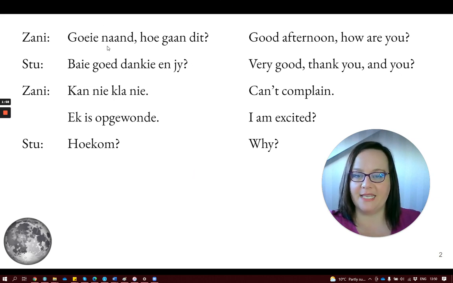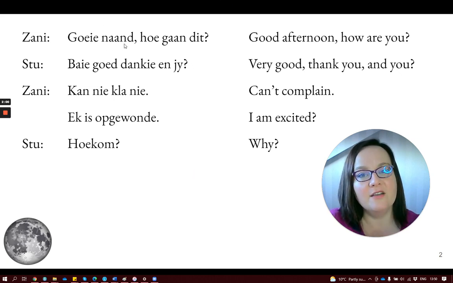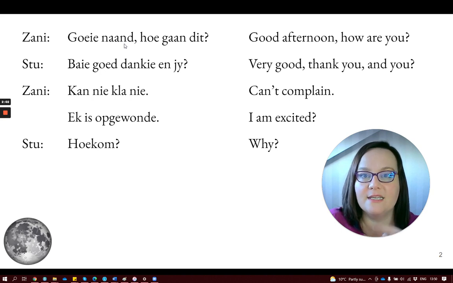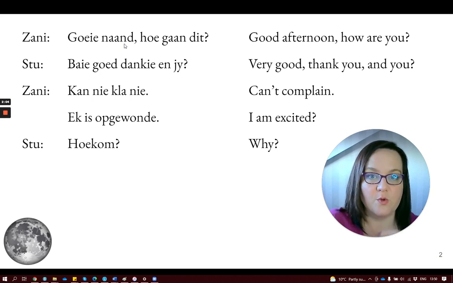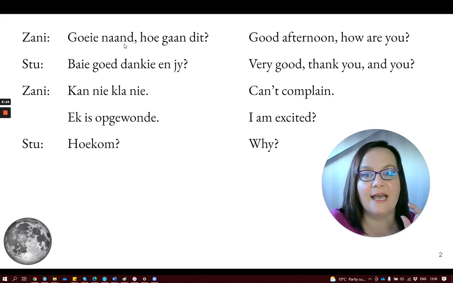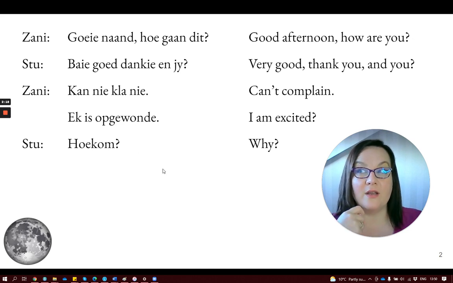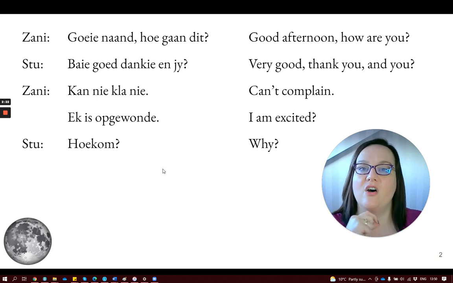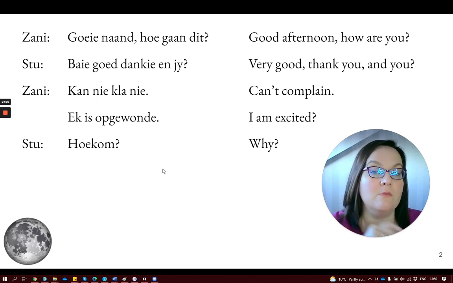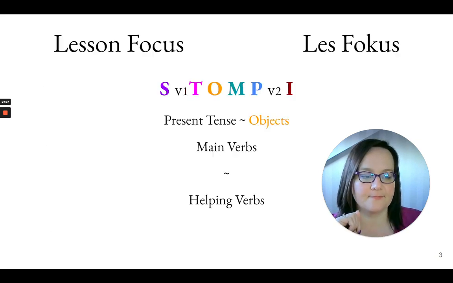Another note that I want to make here is naand. Naand is only used when greeting. In general, when we talk about the evening, we would say aand. Ek gaan vanaand of dit is aand. But we wouldn't say naand. So naand is the only time it's used specifically with greeting. So if you say, when are we going to eat tomorrow, and you say môre naand, that won't be correct. It would be môre aand.